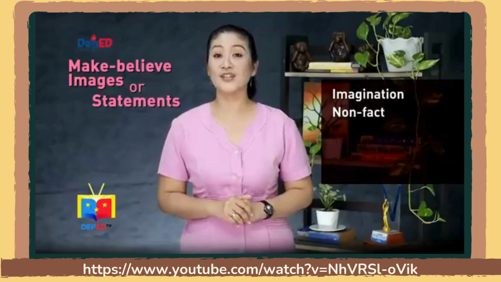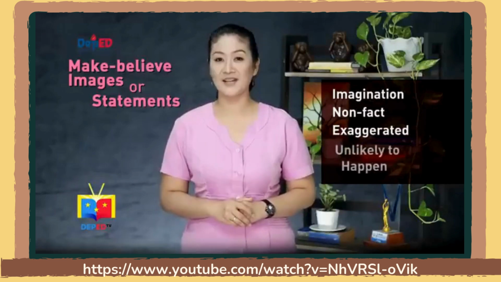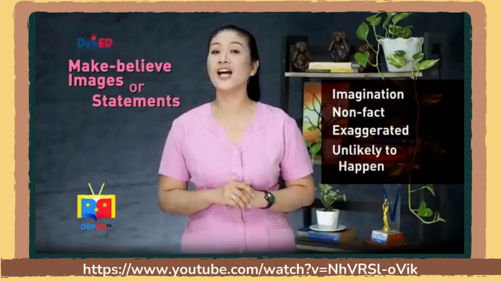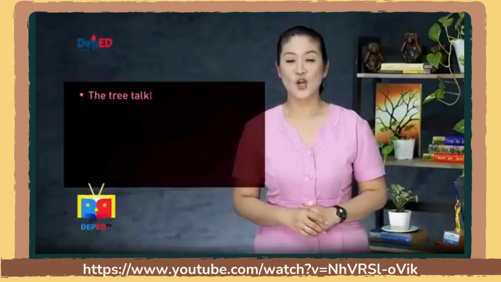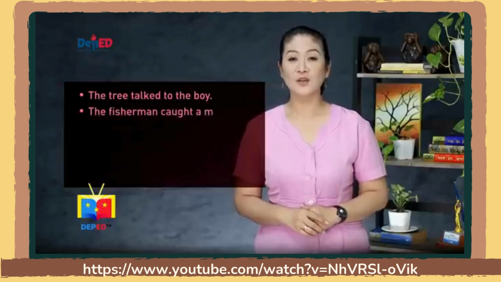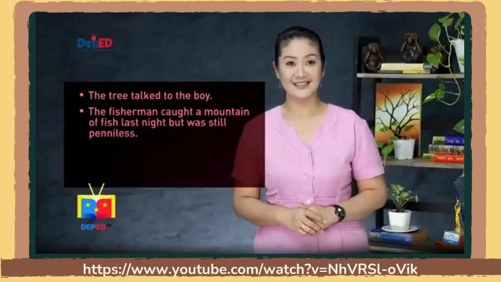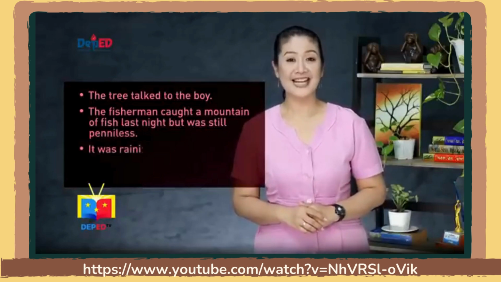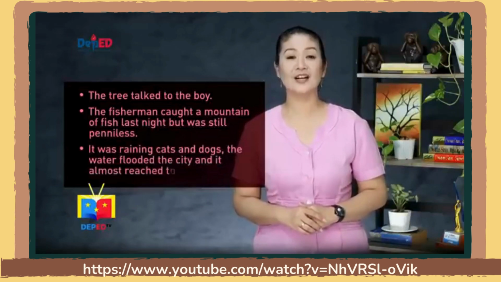Make-believe images are created in our minds. They are exaggerated most of the time, and that is why they are unlikely to happen. Examples. Number 1. The tree talked to the boy. Number 2. The fisherman caught a mountain of fish last night, but he was still penniless. Number 3. It was raining cats and dogs. The water flooded the city and it almost reached the clouds.